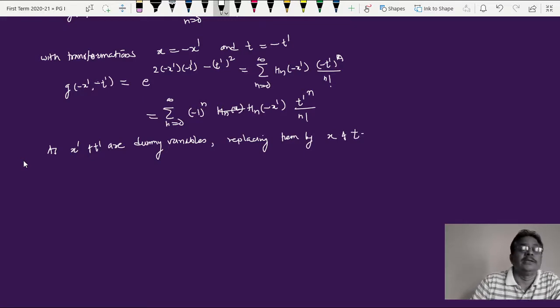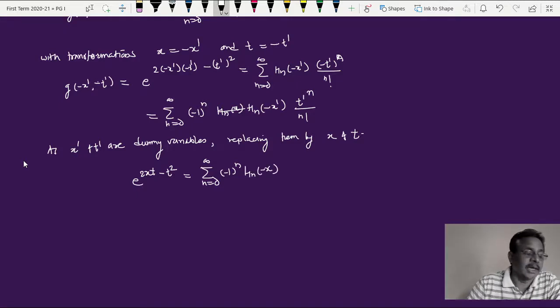we will get e raised to twice xt minus t square is equal to summation over n equal to 0 to infinity. This time minus 1 raised to n remains as it is here, and this is h n of minus x, as x prime has been replaced by x, multiplied by t raised to n upon n factorial.